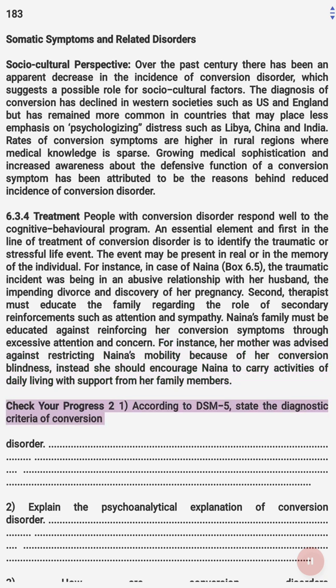Check your progress. 2.1. According to DSM-5, state the diagnostic criteria of conversion disorder.